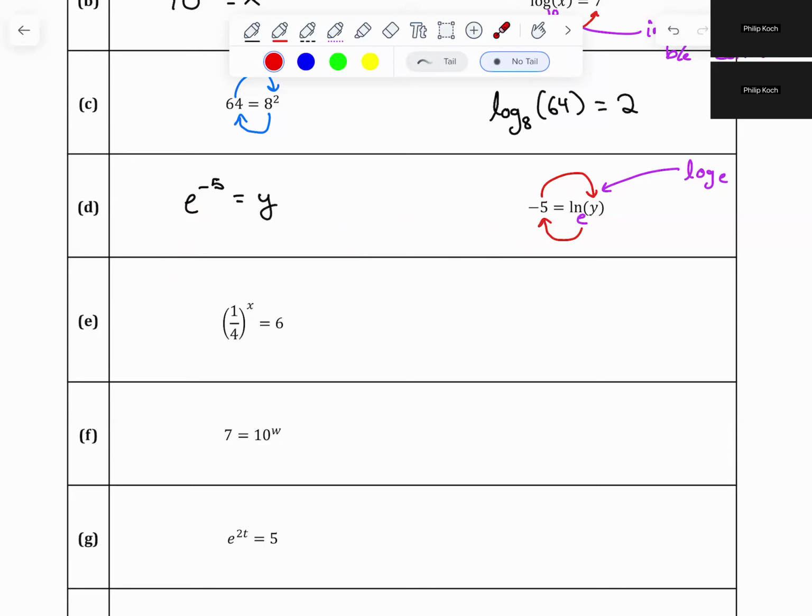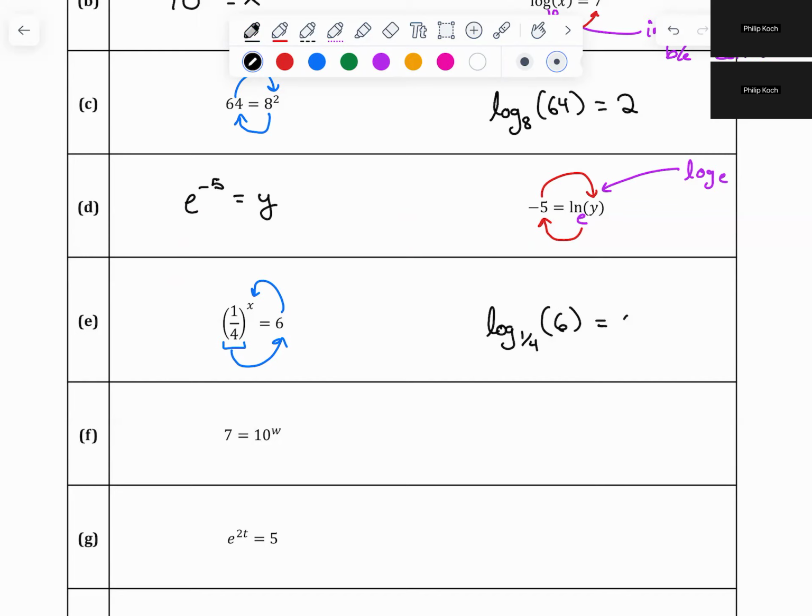Good question. This is a new thing. We haven't seen this before. Logarithms are a strange concept at first. For this one, we'll start at the base, which is 1/4 here. Move your way across the equal sign and then back over. So it's log base 1/4 of 6 is equal to x.